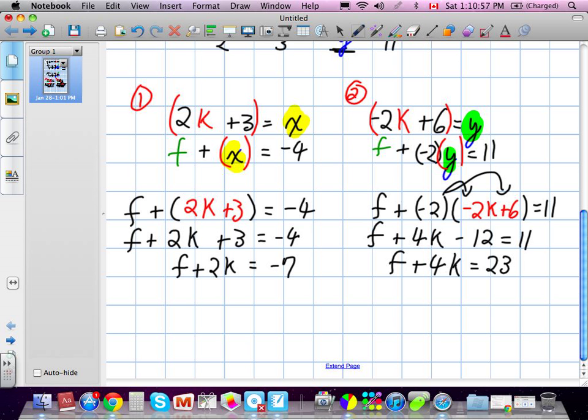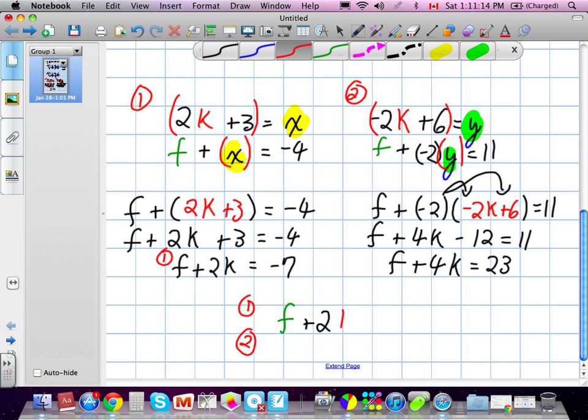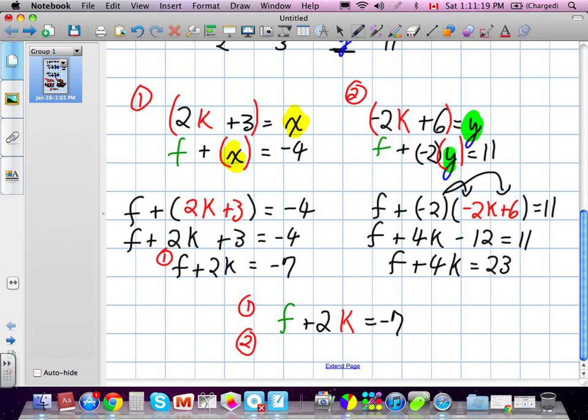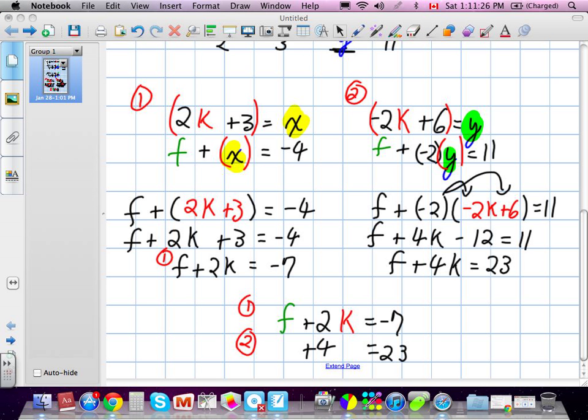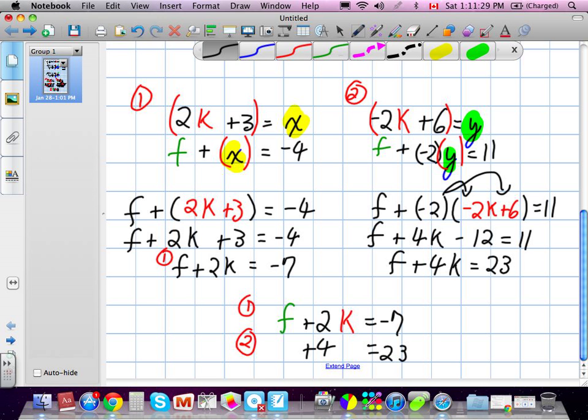Okay. So now we're stuck with, not stuck, sorry. We have another set of equations. We're going to rename them again. I'm going to call this equation 1 and equation 2. This will be equation 1, where we have f, and we're going to try to put the colors back together again. f plus 2k is equal to negative 7. And this one is equal to 23. That's f plus 4k.